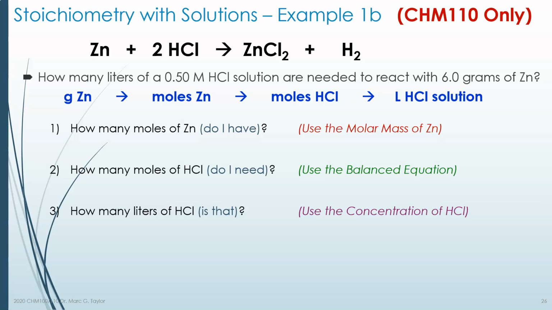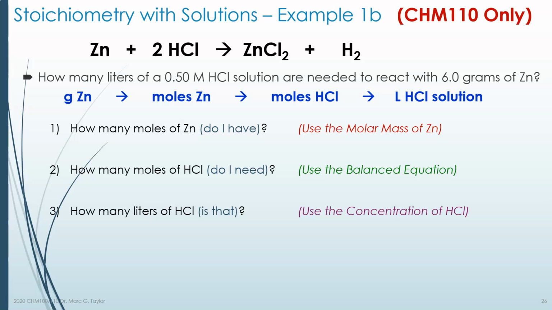We can do these individually like we'll do here, or we can put them all together. But let's first look at them individually. You've already done this multiple times doing other stoichiometry problems. So let's look at the first one. How many moles of zinc do I have? Well, you have grams of zinc, so you need the molar mass of zinc.